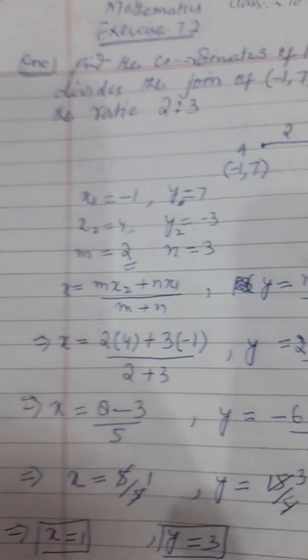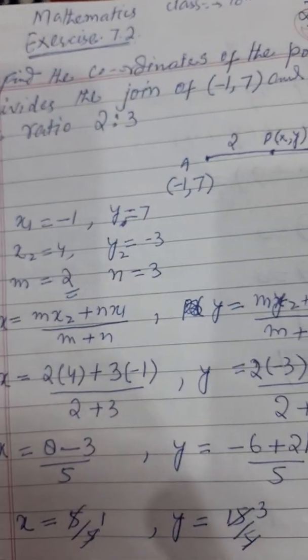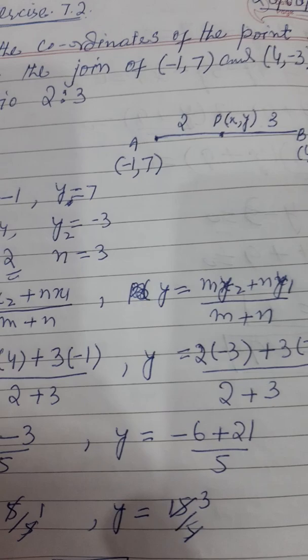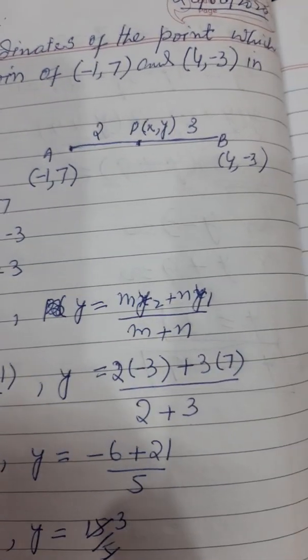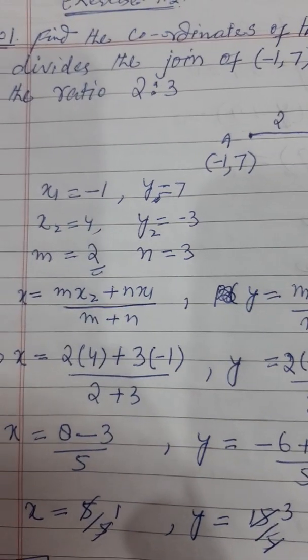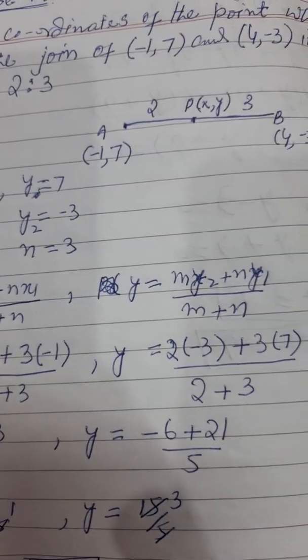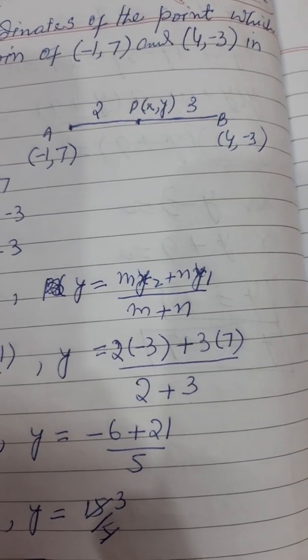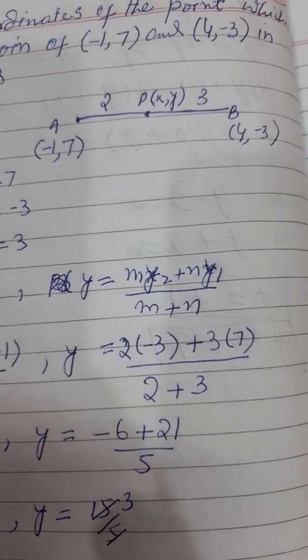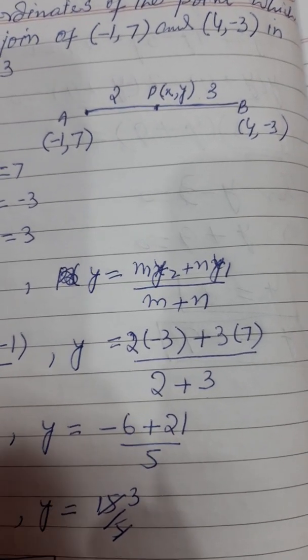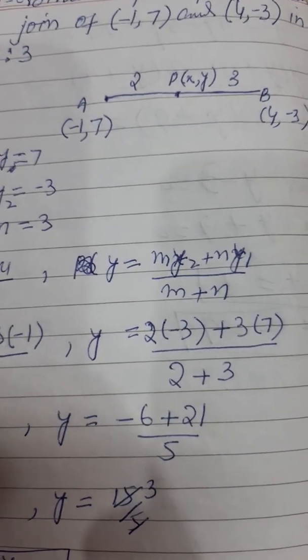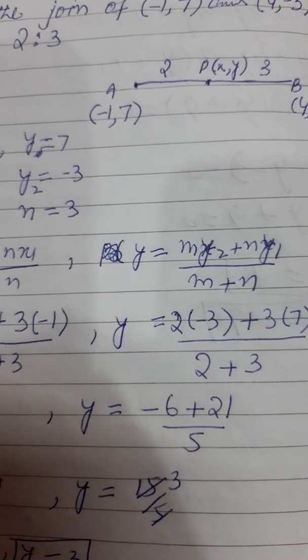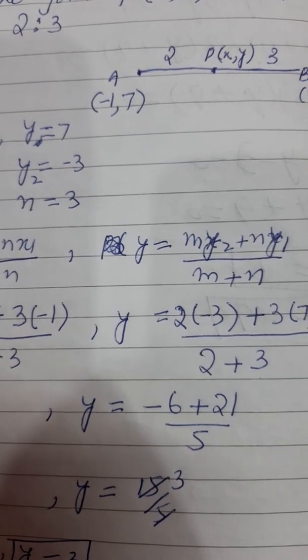Once again, let's have a recapitulation, dear students. The question was to find the coordinates of the point of division, and the two endpoints were given. One was (-1, 7), and second was (4, -3), and the ratio was also given, that was equal to 2:3. So we take a line segment AB. A has value (-1, 7), while B has value (4, -3), and the ratio is also given, that is 2:3, and we consider the point P. P is the point which divides the line segment AB internally in the ratio 2:3.